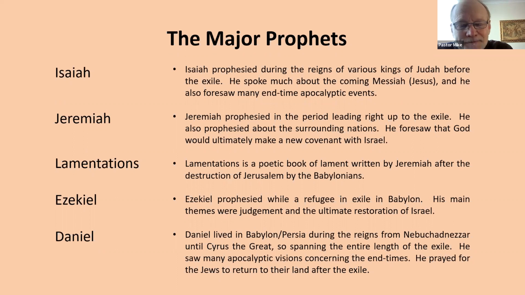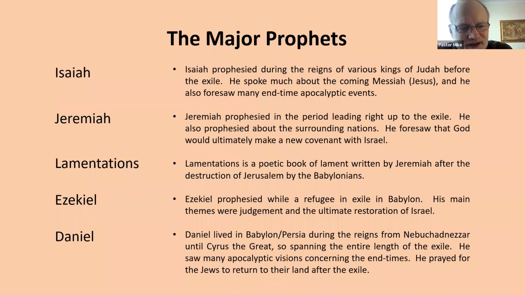And then you've also got the book of Jeremiah. Jeremiah lived in Jerusalem, and he ministered in the period that led right up to the exile into Babylon. So he was prophesying in the reigns of people like Jeconiah and Zedekiah and so on, leading right up to the exile and to the destruction of the temple as well. And he also prophesied about the histories of some of the surrounding nations. You can read those in Jeremiah in the latter chapters. And he was the prophet that foresaw that God would ultimately make a new covenant in Israel, which we know as the new covenant, which we live in now with Jesus Christ as Messiah.